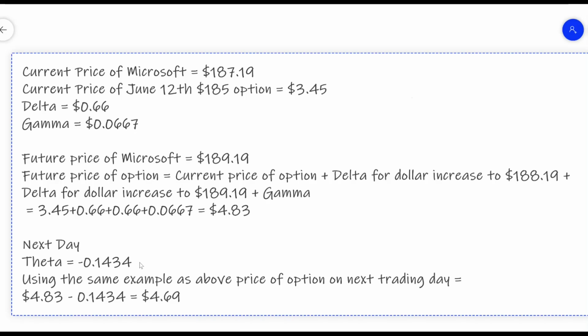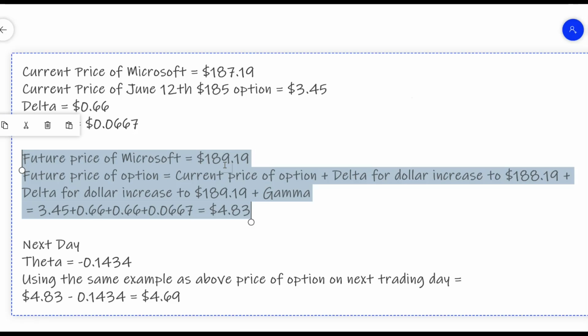Let's get back to our example. I'm using the same examples that I mentioned before. The price of the underlying asset, Microsoft, is sitting now at $189.19, and we already calculated the value for the option at $4.83. Now it's the following day, because theta decay happens for each trading day. $4.83 from above minus the theta decay will give us $4.69. If Microsoft ends the day at $189.19 and that option ends the day at $4.83, even if nothing else changes, next day it will only be worth $4.69.